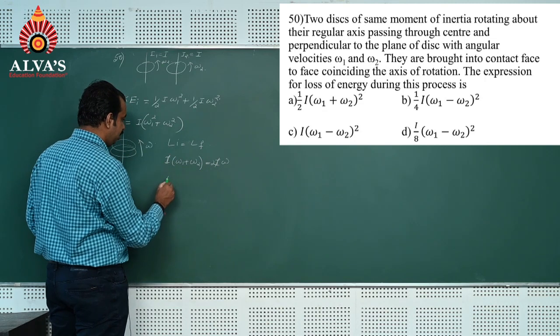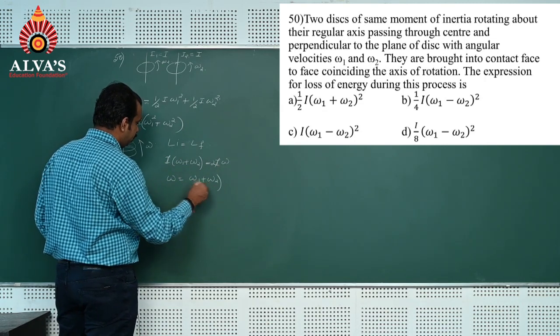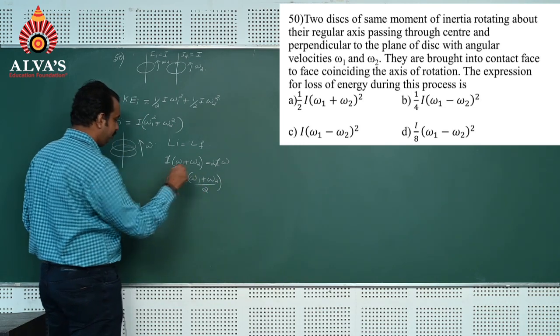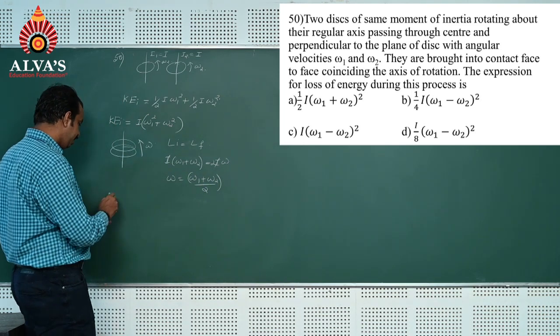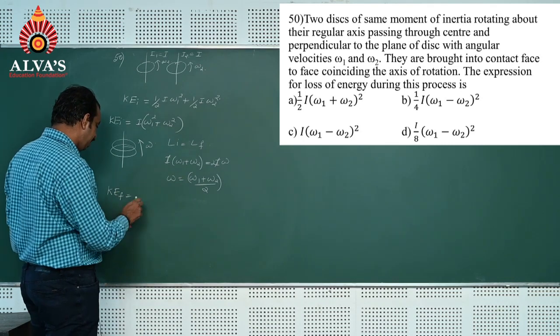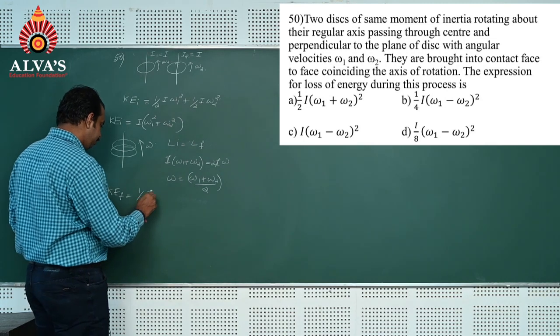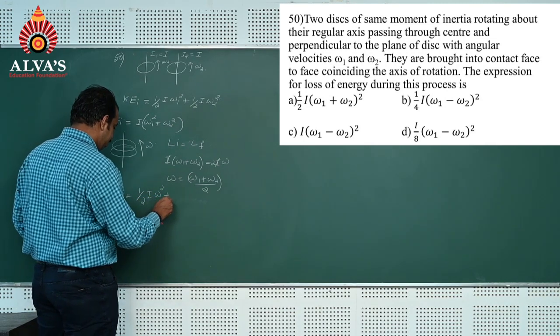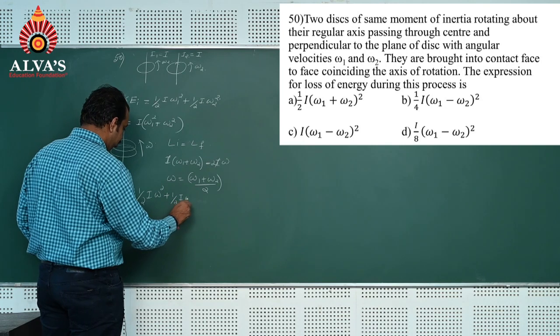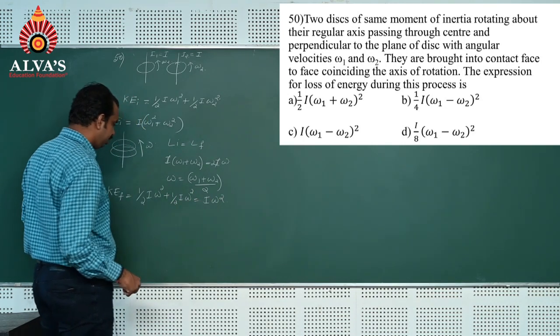I get cancelled. Omega is equal to omega 1 plus omega 2 divided by 2. Now final kinetic energy can be found by using the formula. It is half I omega square plus half I omega square, which is equal to I into omega square.